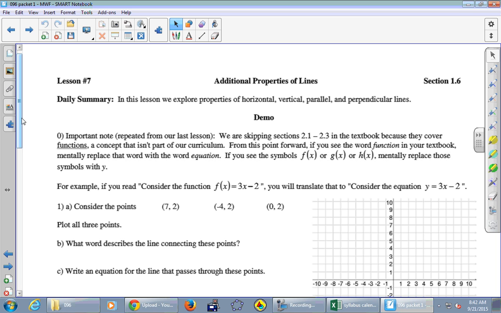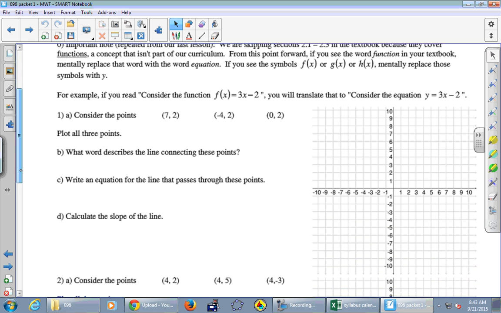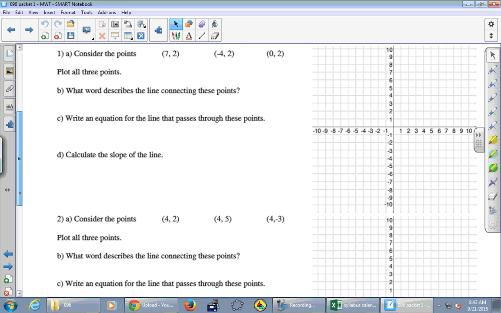However, in those sections, the concept of a function is introduced. And while we will not be discussing what a function is, you will see the word function in your reading and in your homework. So I just need to make sure that anytime you see the word function, you know you should just replace it with the word equation. And if you see any of these funny symbols, f parentheses x, g parentheses x, h parentheses x, which you will see in your homework, you just change them all to the letter y, okay? So this note is here for you. Keep that in mind as you do your homework.